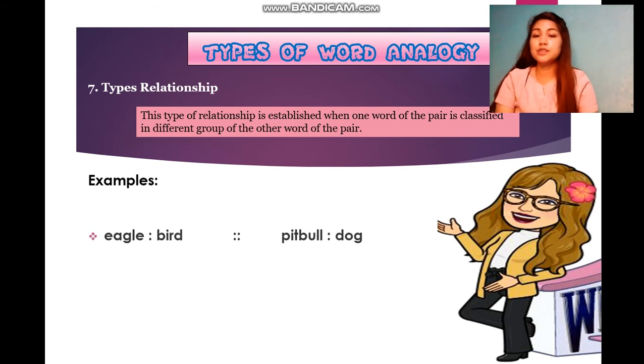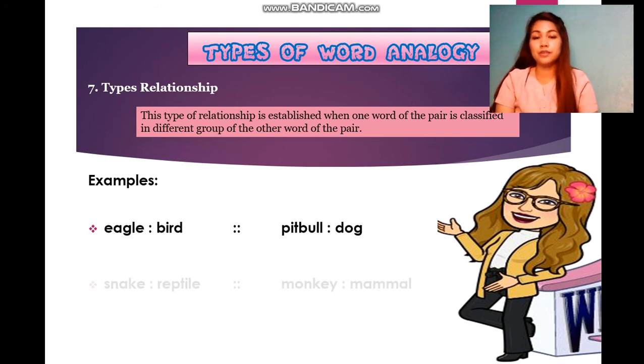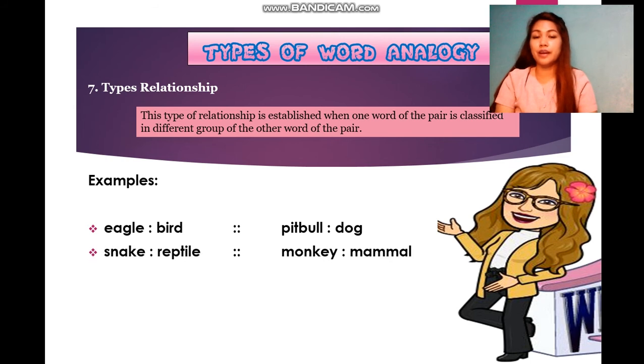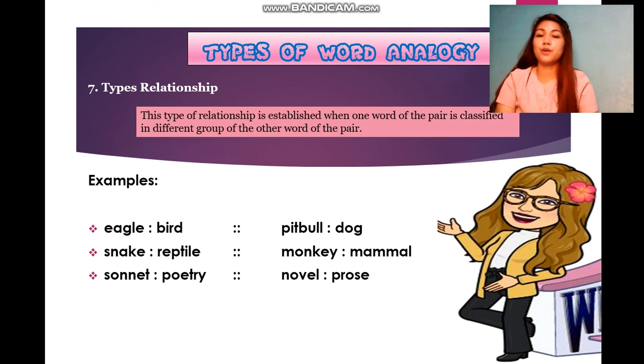Examples: eagle is to bird as pitbull is to dog. A snake is classified as reptile as monkey is classified as mammal. Sonnet is to poetry as novel is to prose.